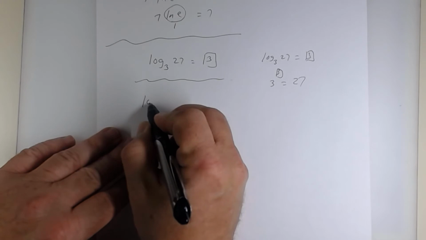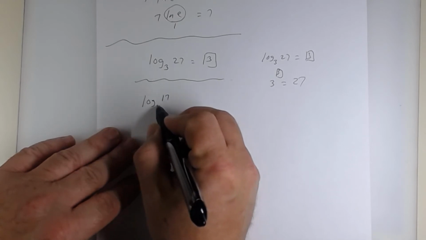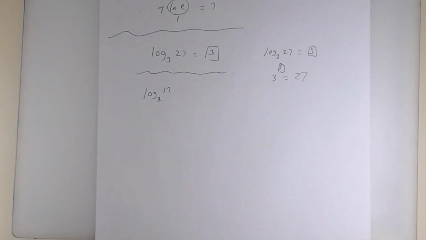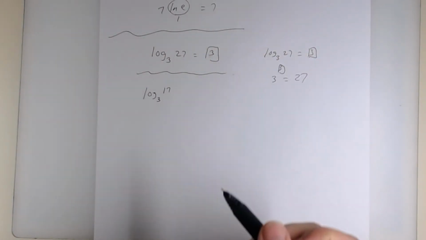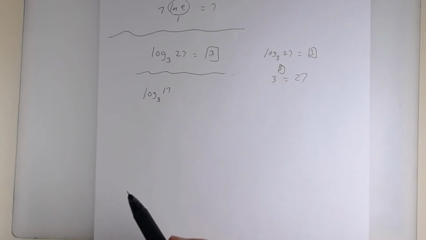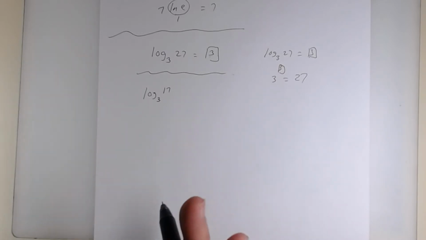But what if you had the log of 17 base 3? Can you tell me what that is? So you can't tell me right away 3 to what power is 17, right? Because there's no whole number. See, these were whole numbers, right? So it's really a decimal that this equals. It's an irrational number. So 3 to what power is 17? You have to figure that out. You have to use your calculator on that one.